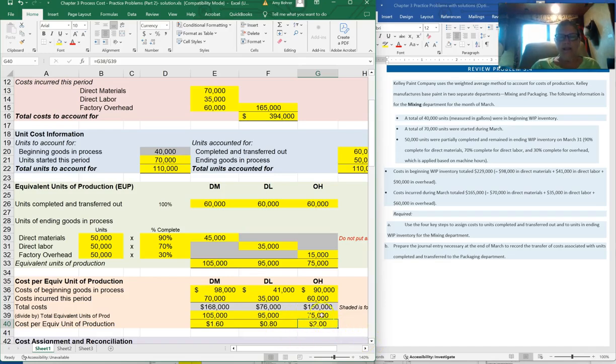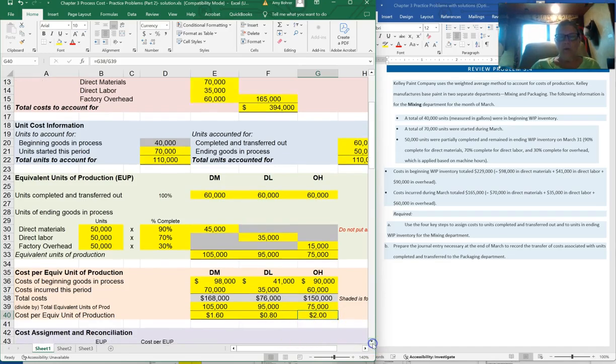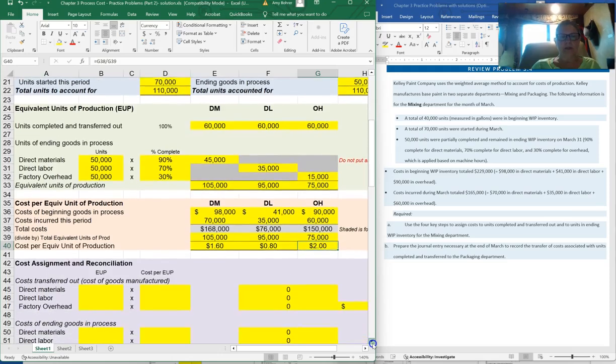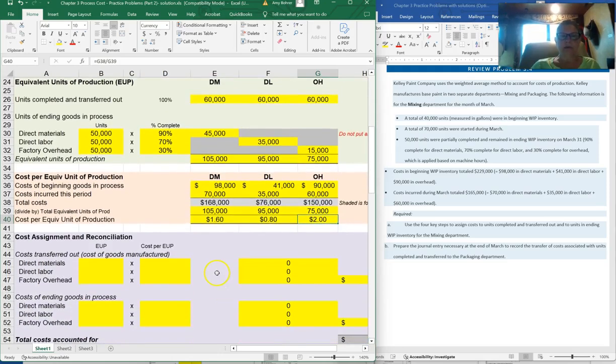Now we have to take these and figure out what the costs assigned to those goods that were transferred out are. So there's 60,000 units that were completed and transferred out. How much did they cost?